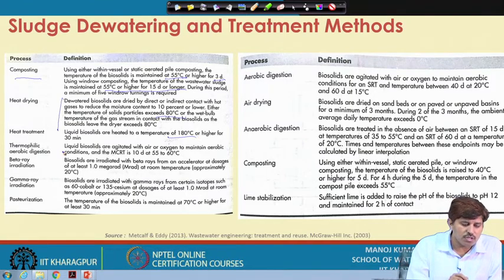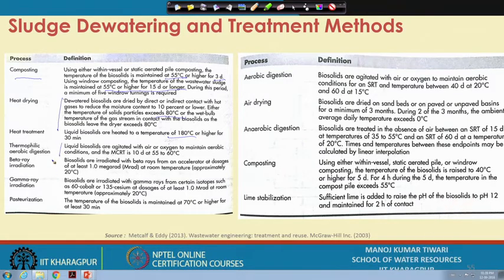Then we can go for thermophilic aerobic digestion, where the liquid biosolids are agitated with air and oxygen to maintain the aerobic conditions, and the mean cell residence time is almost 10 days, and it is done at 55 to 60 degrees Celsius. We have other methods in the form of beta ray, gamma ray, and pasteurization, where the temperature of the biosolids is maintained at 70 or higher for at least 30 minutes.